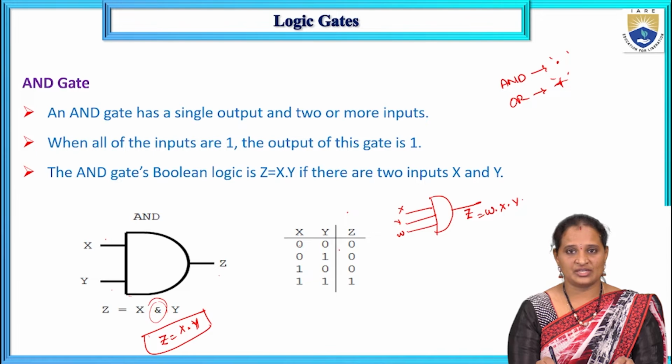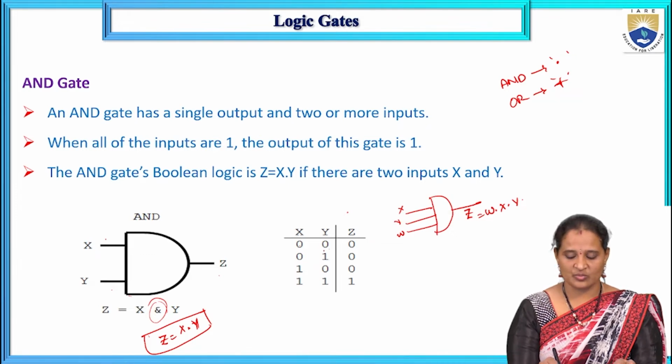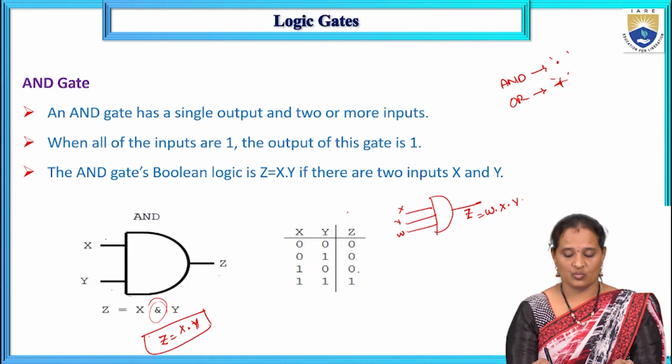And the AND operation is being performed. It is nothing but logical multiplication. 0 dot 0, 0 multiplied by anything is 0. As I told you, if any one or both the inputs are 0, the output of the AND gate is 0. So as both the inputs are 0, the output is 0. As one input is 0, the output is 0. 1, 0: Y is 0, and hence the output is 0.